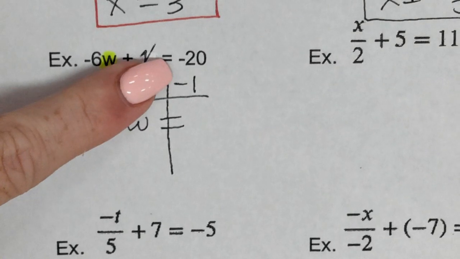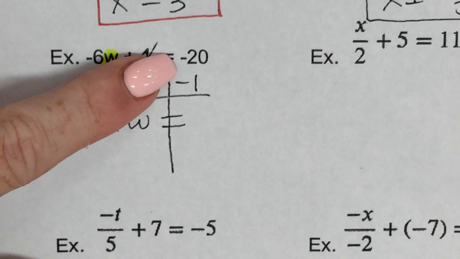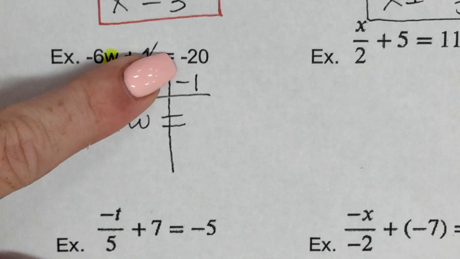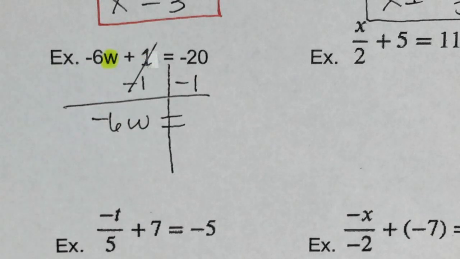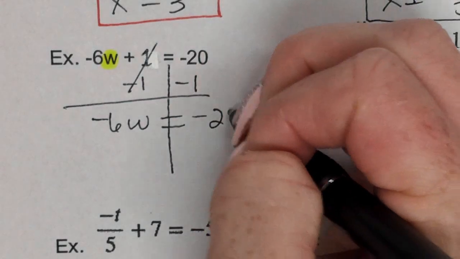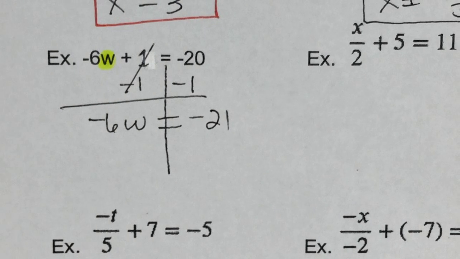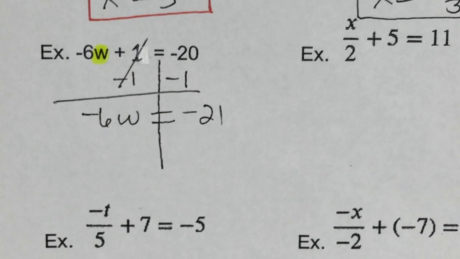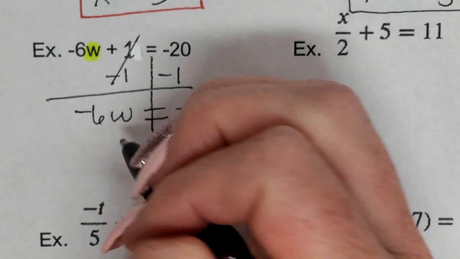What does this say right here? Negative 20 minus 1. Or negative 20 plus negative 1. It's the same thing. So what is that? Negative 21. Y'all good so far? And what was your next step?